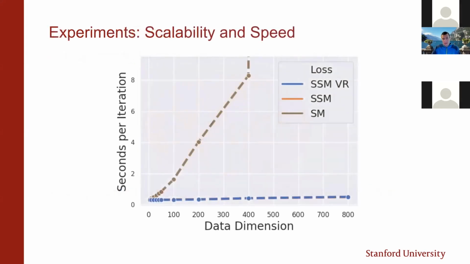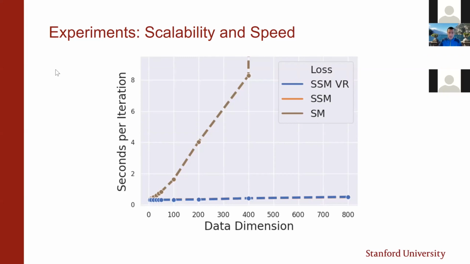However, the key advantage is that it's very scalable. This is a plot showing the scalability of different methods as a function of the data dimensionality, showing the seconds that it takes per iteration to compute these losses. You can see in brown here that vanilla score matching scales linearly with the data dimension, and at some point it breaks down and you don't have enough memory, it doesn't even work. However, slice score matching in blue is very scalable, and you can use it on very high dimensional data sets without problems, because we're doing these projections.